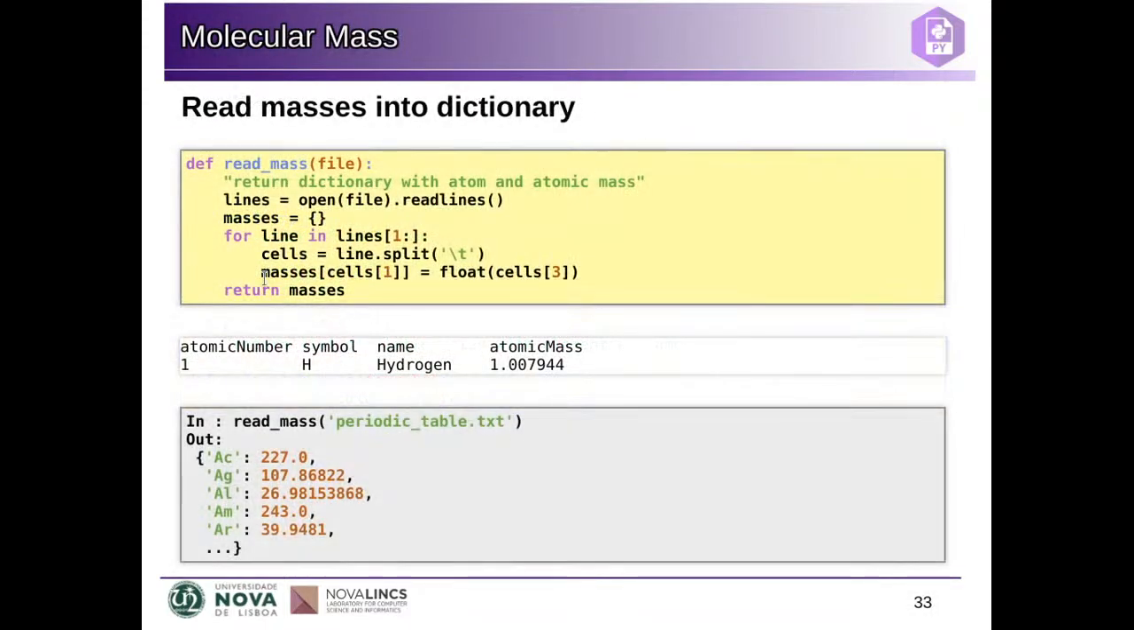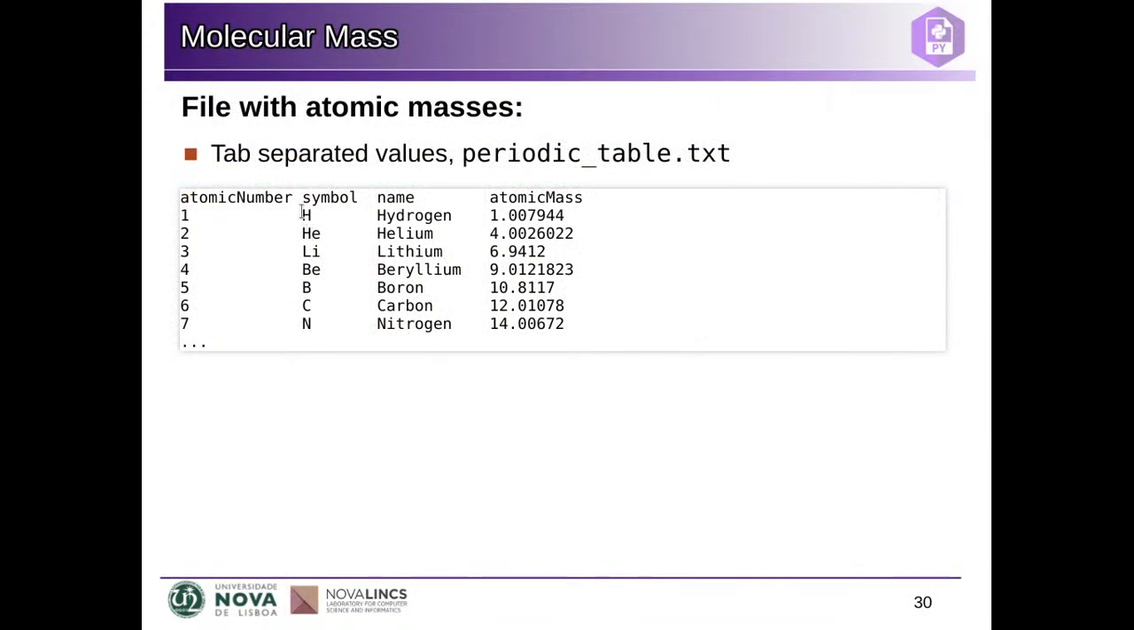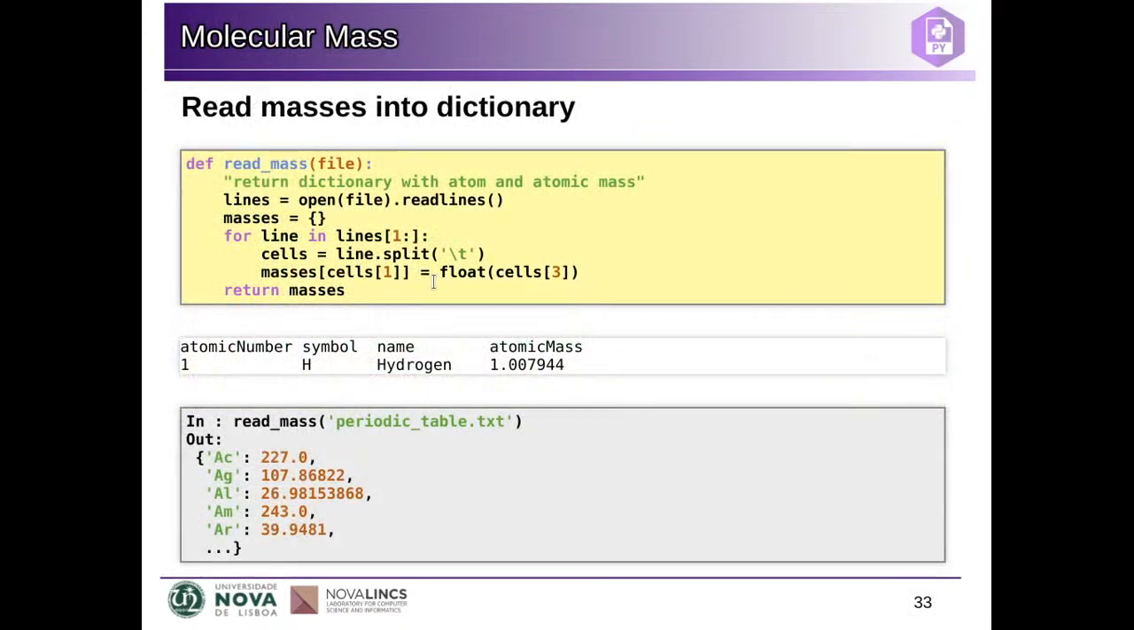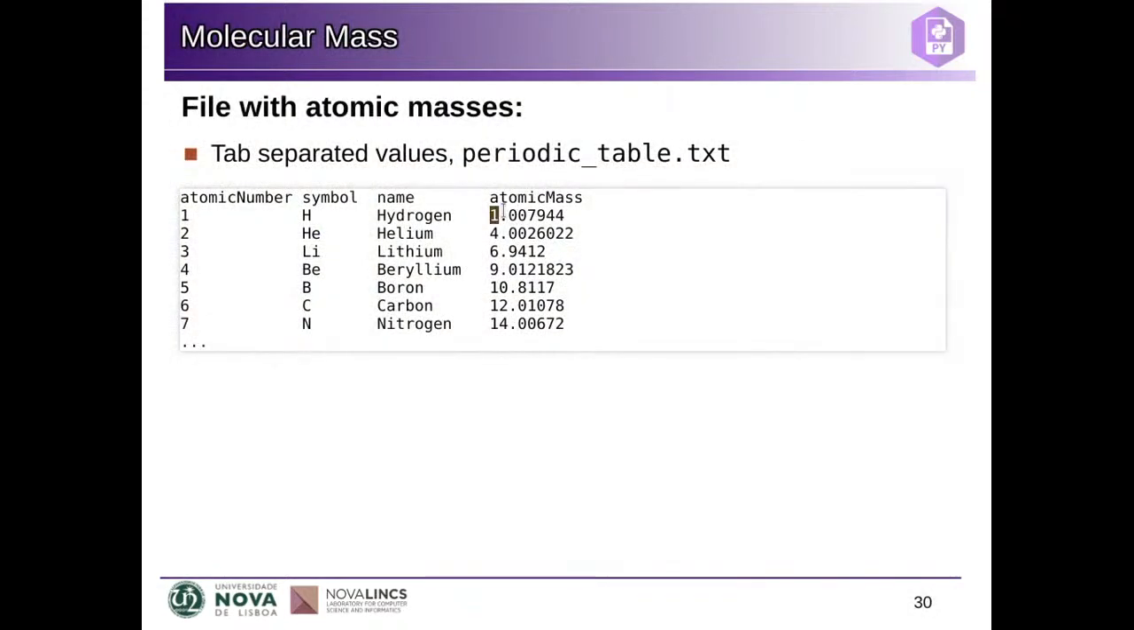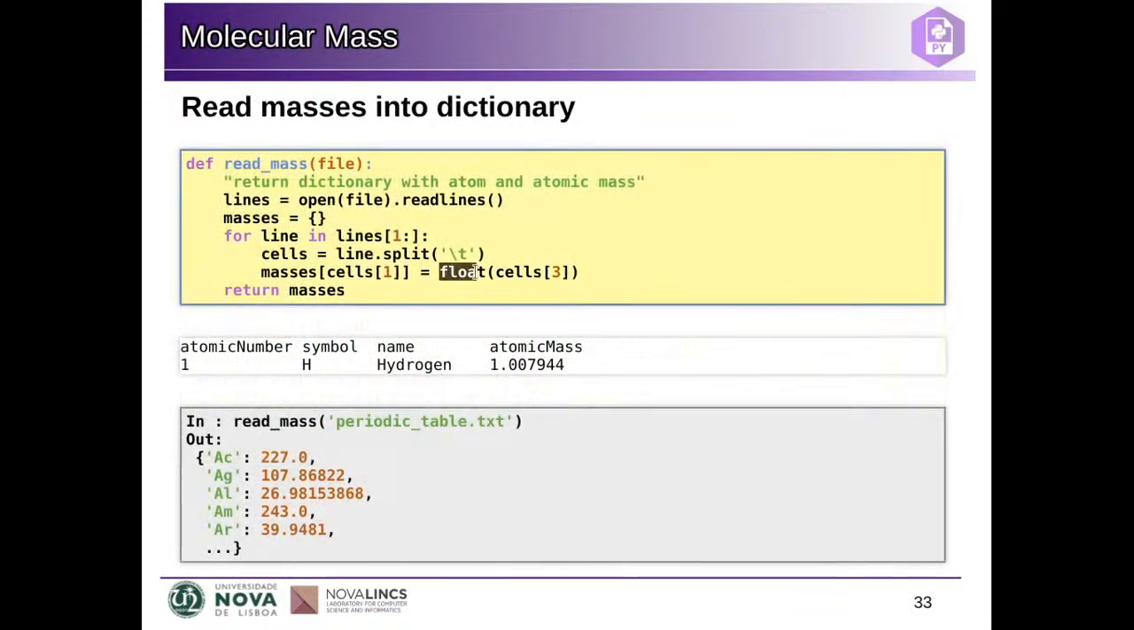And we're going to insert into our dictionary as a key the second cell in this line, because this is the one that contains the symbol of the element, and the associated value will be the last cell, the 4th cell, which is the one that contains the atomic mass. But since this is a string, we need to convert it into an actual number. So we convert that into a number and we store it in the dictionary.